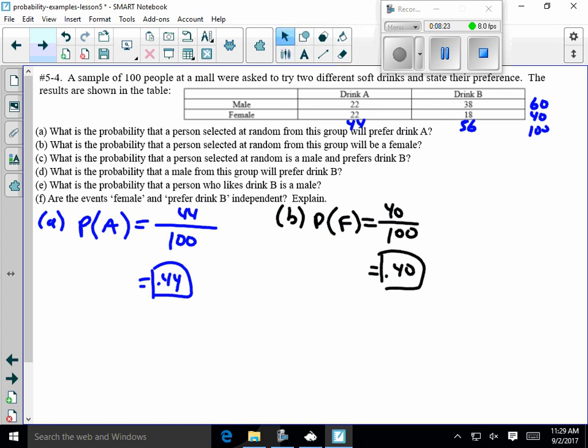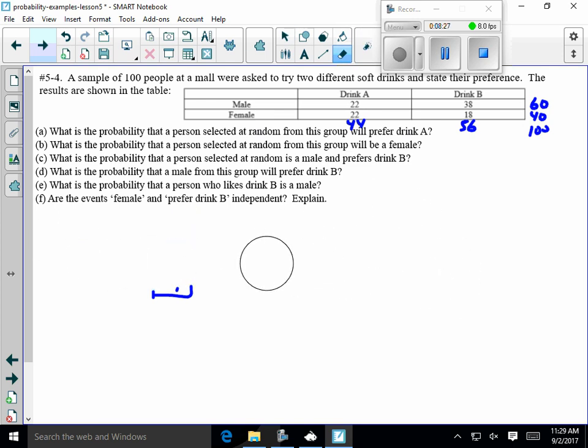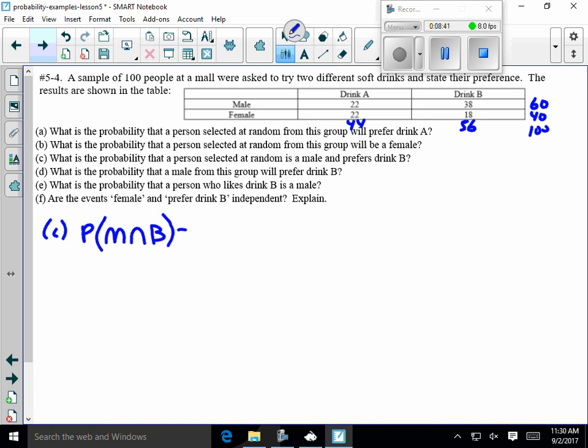Okay, let's consider the next one, part C. This one says, what's the probability that a random person selected is male and prefers drink B, right? Okay, male and prefers drink B. So the way I could write that is that they have to be male and they have to like drink B, okay? So there's no line there. That's not a conditional probability.